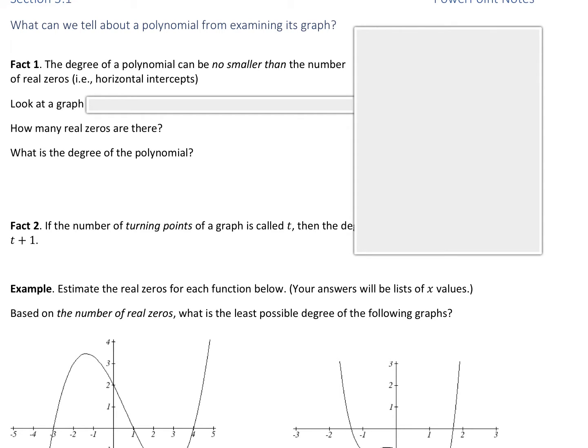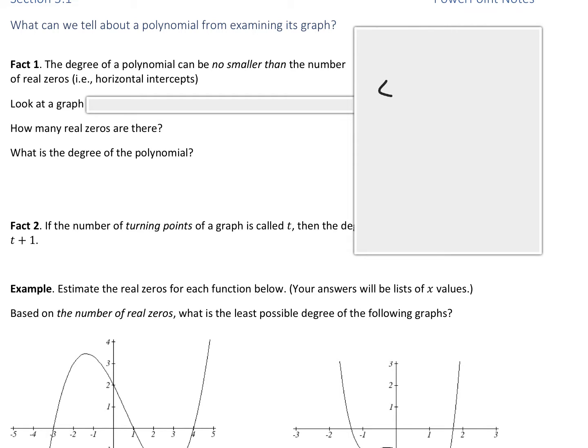All right, the last kind of problem that you'll see in section 3.1 are questions where we start with a graph and then think about how complicated a polynomial has to be in order to have that particular graph. So the first fact I want to talk about is the relationship between the degree of the polynomial and the number of real zeros. And remember, a zero of the polynomial just corresponds to a horizontal intercept on a graph.